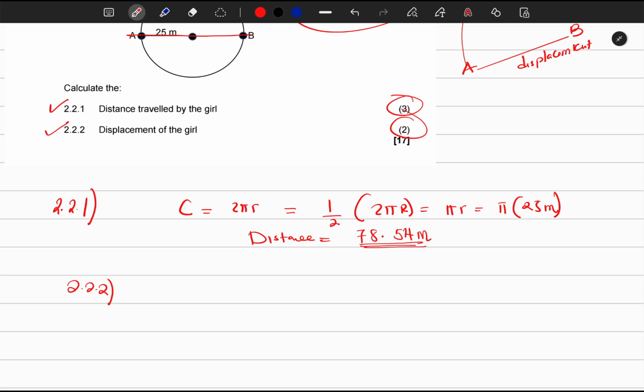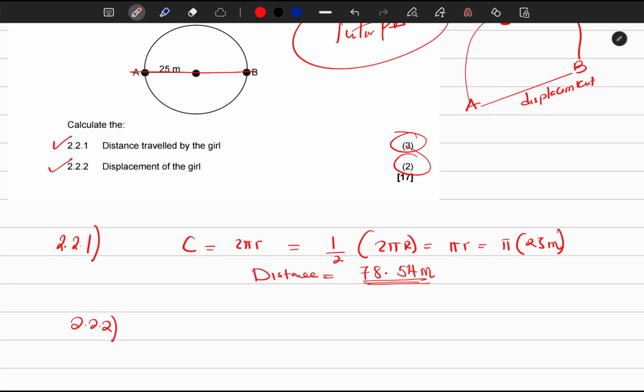If I start from point A ending at B, the shortest straight line distance between A and B is just the diameter of the circular path. Now, diameter is twice the radius. So the distance is just 50 meters. This is the displacement.